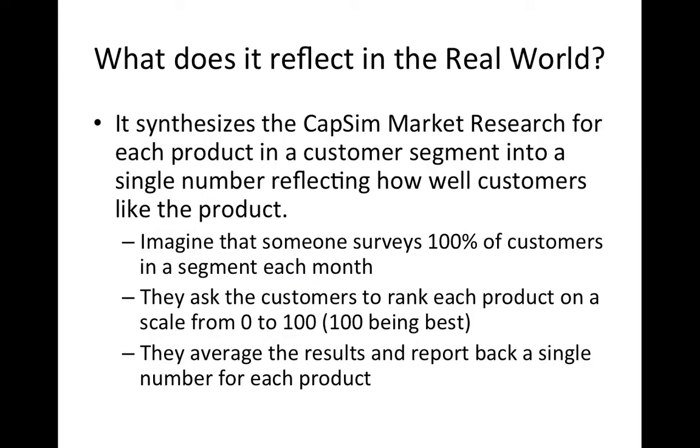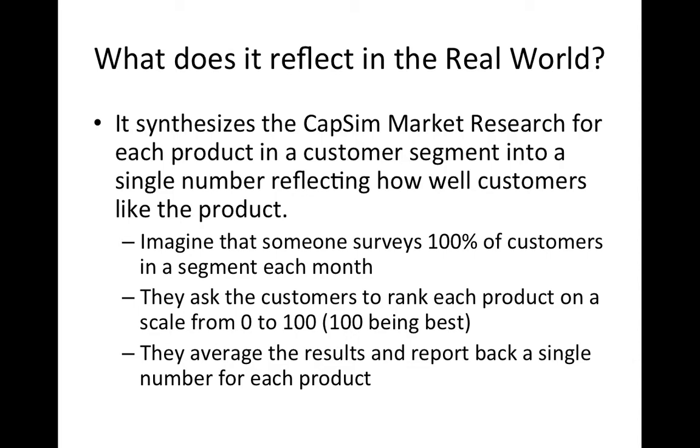That score, which, by the way, is as of the end of December of the last round, is a single number that tries to synthesize or combine all of the CapSim market research for each product in a customer segment into a single number that reflects how well the customer likes the product. So imagine that you had gone out and done surveys of 100% of the customers in a segment each month. And in a particular month, you ask the customers to rank your product on a scale from 0 to 100, 100 being best.